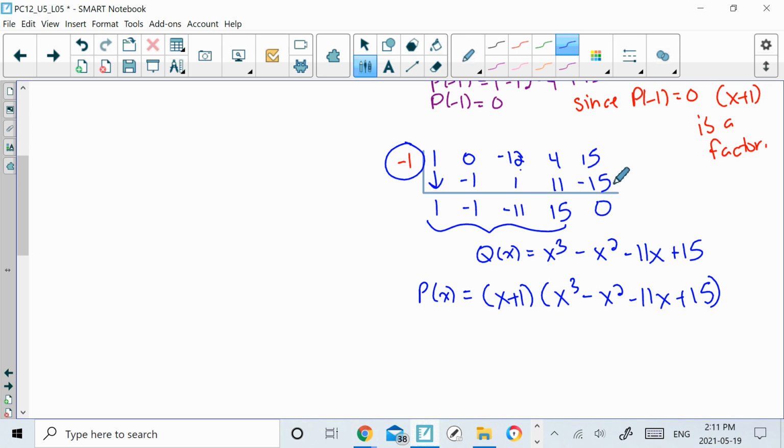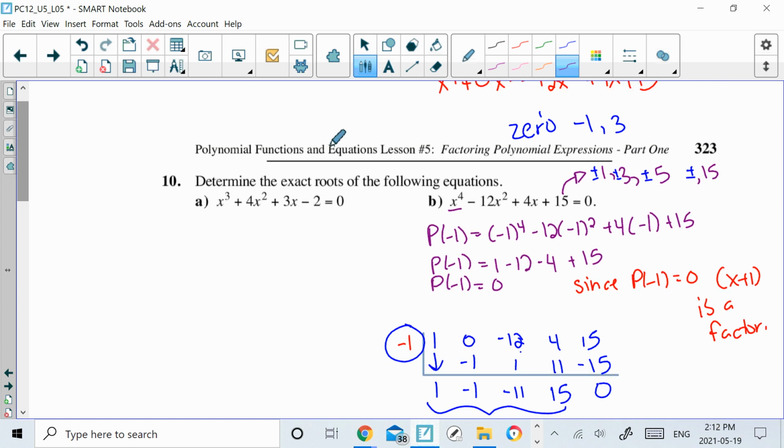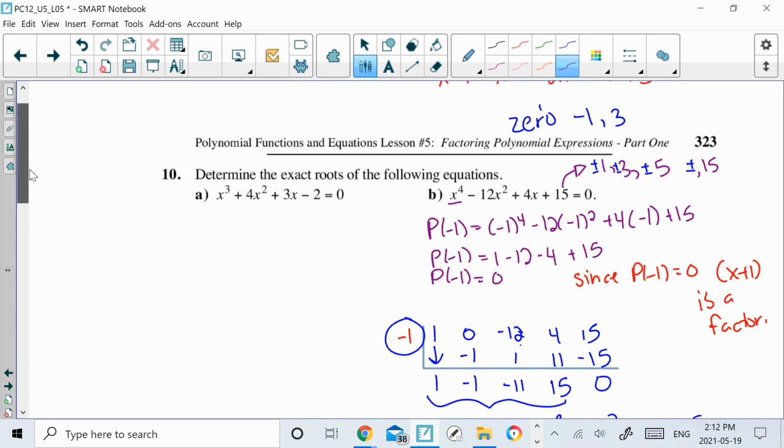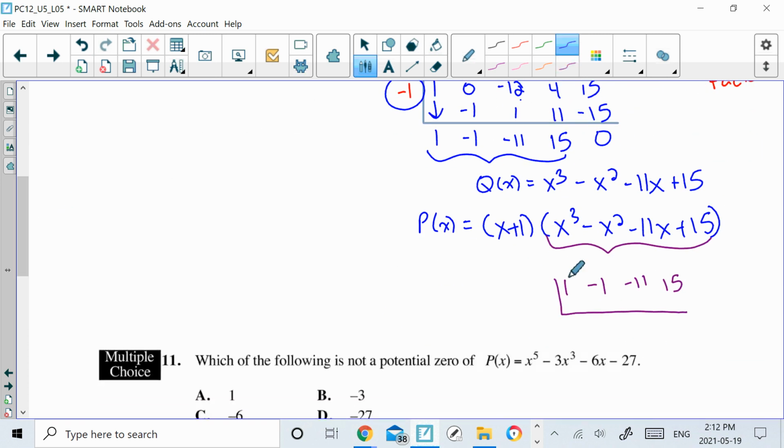What I now need to do is I now need to factor this. So I need to further factor that quotient. So it's in descending degree, and I'm going to put my coefficients. I'm going to put a 1, a -1, a -11, and a 15. I'm not going to put -1 here because I've already shown that that's a factor, right? So I've got to pick one of my different zeros. If I go up here, that only leaves 3. So the root of my divisor is going to be 3. I'm going to put the 3 there.